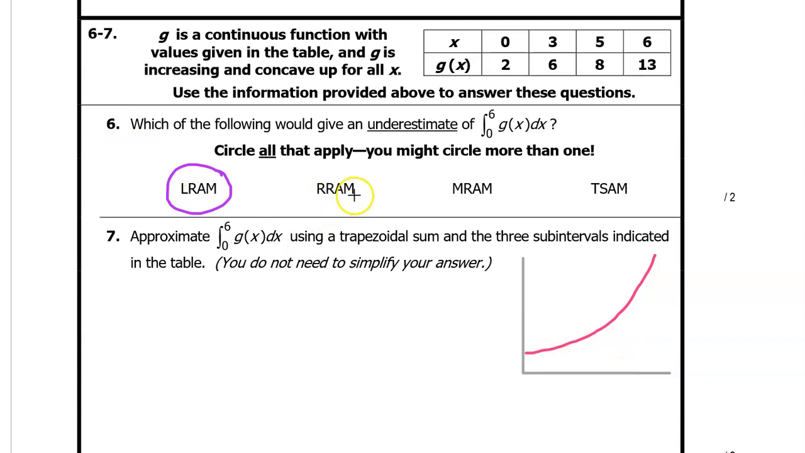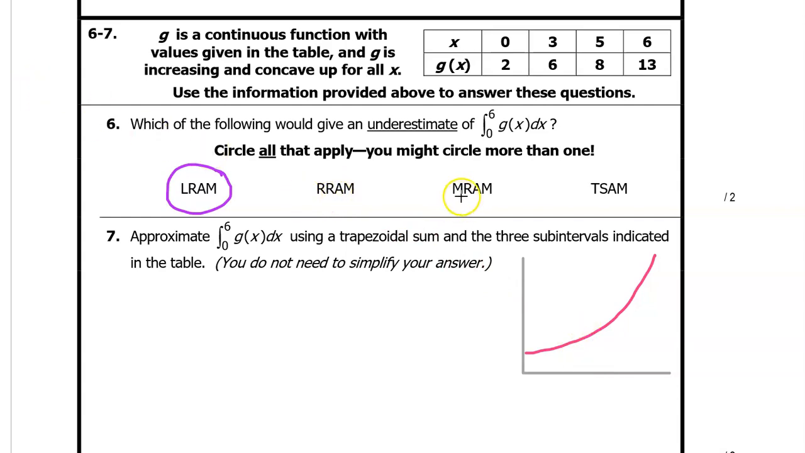What about RRAM, right rectangle approximation? So let me draw a right rectangle where the right side of the rectangle touches the curve. I can see that this is an overestimate because the area of the rectangle includes some area that is above the curve. Overestimate. So I'm not going to circle that one.